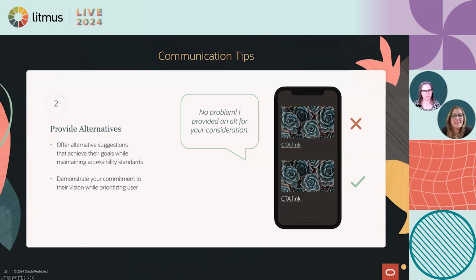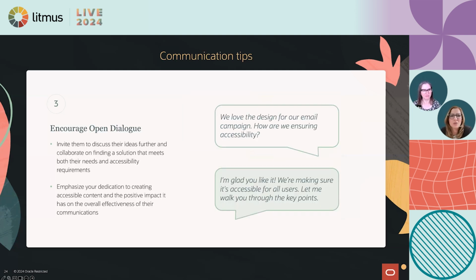This doesn't meet color contrast. And so I suggest if you want to change the CTA, try a more contrast-visible color. And then always show that you're demonstrating the commitment to their goals. And so our last tip, having that open dialogue and inviting them into the discussion and showing them those examples can really help emphasize your dedication once again to accessible content.